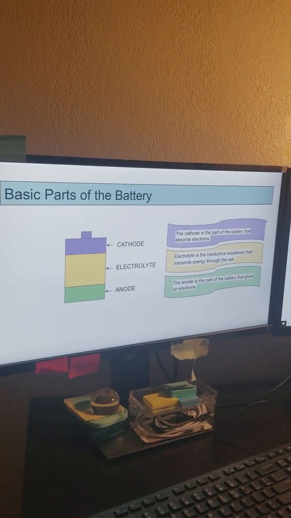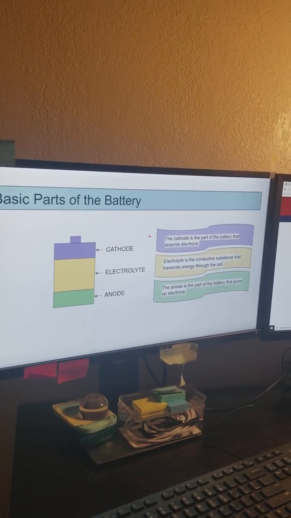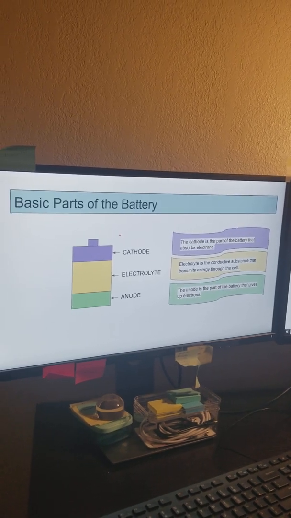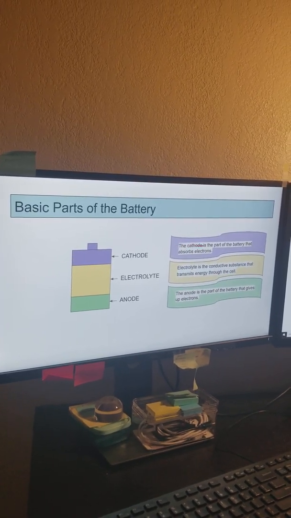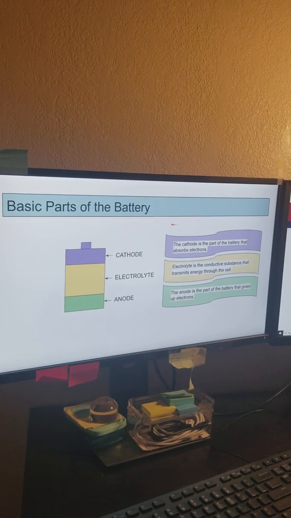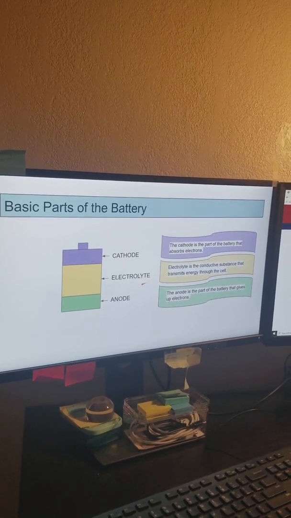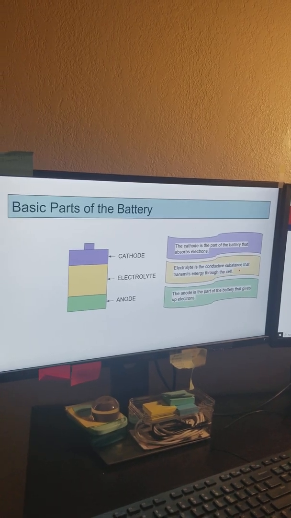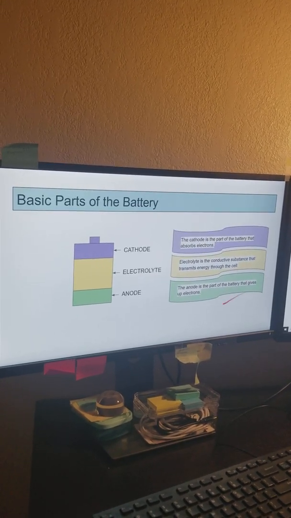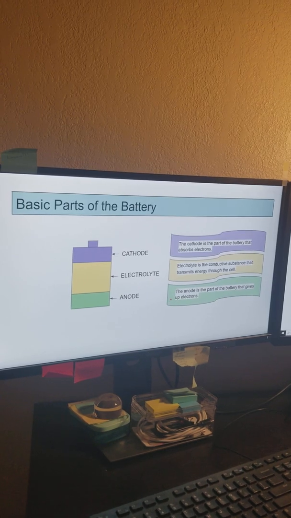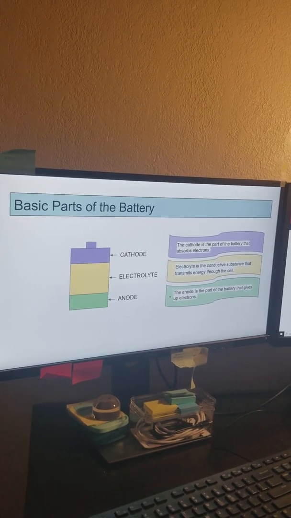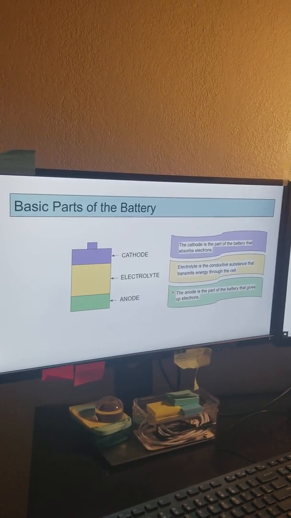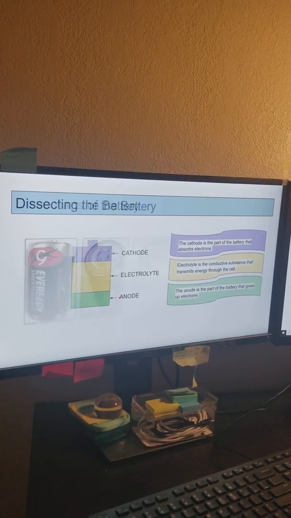Over here is the battery. The cathode, or the plus, is the part of the battery that absorbs all the electrons coming from the anode. The electrolyte is the conductive substance that transmits energy through the cell. And the anode is the part of the battery that gives up all its electrons.